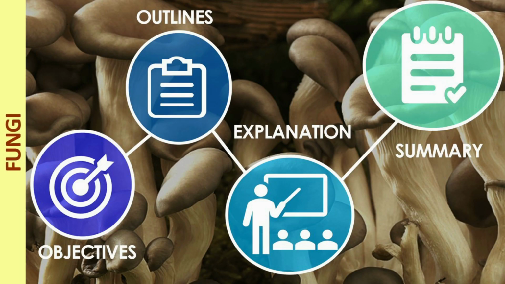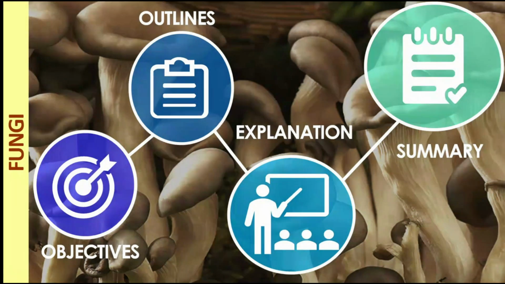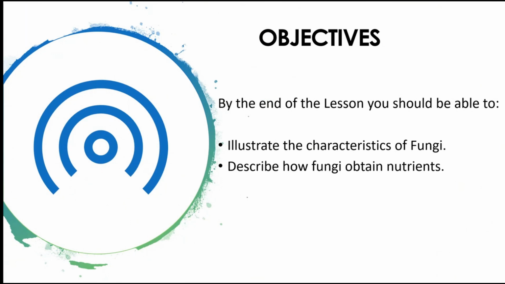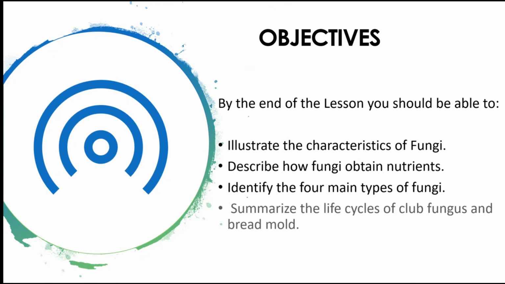Welcome, my students. Today we will cover lesson number 19.5 that covers the diversity of fungi. Our objectives are: by the end of this lesson, you should be able to illustrate the characteristics of fungi, describe how fungi obtain nutrients, identify the four main types of fungi, summarize the life cycles of club fungus and bread mold.